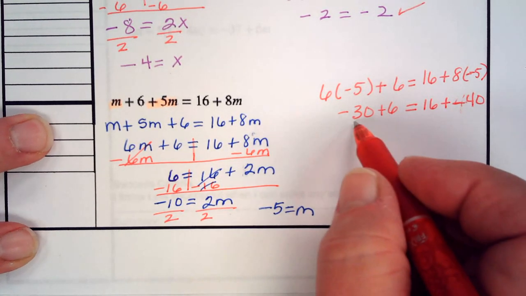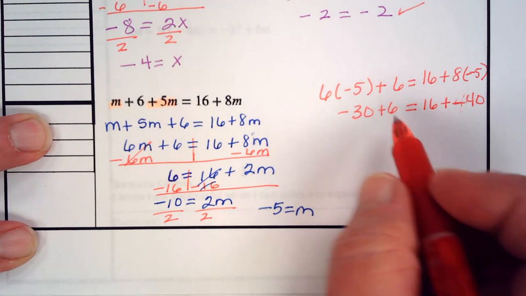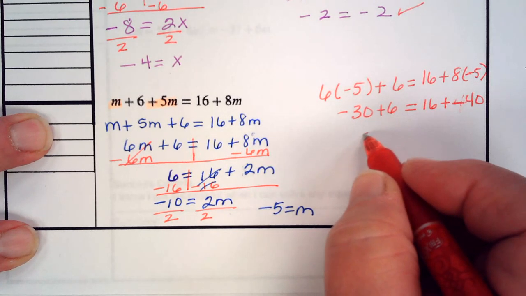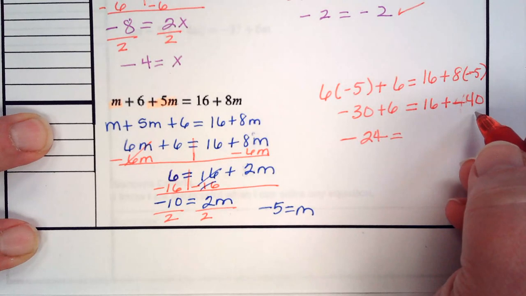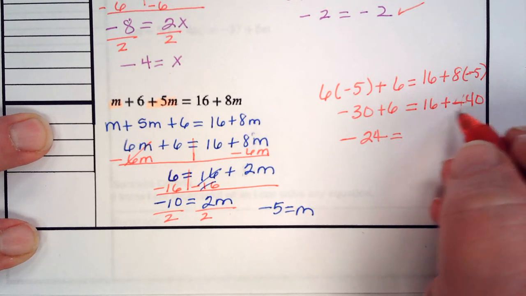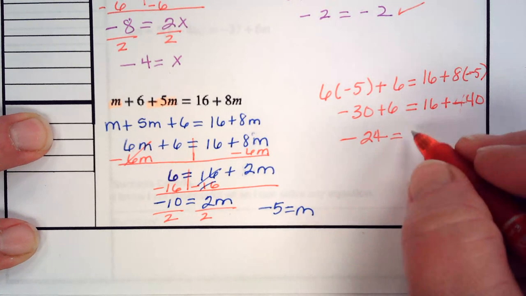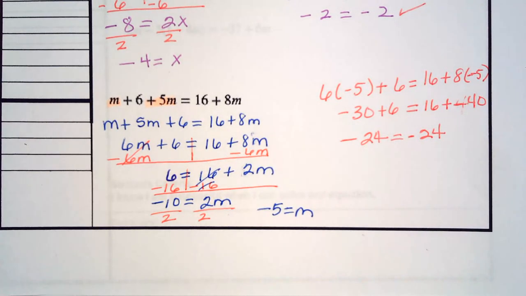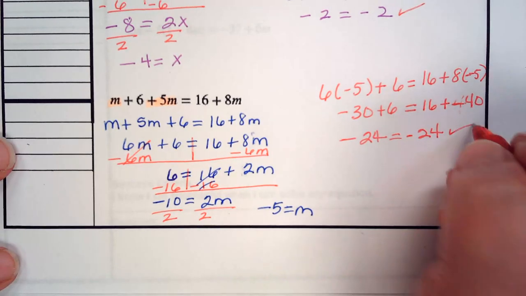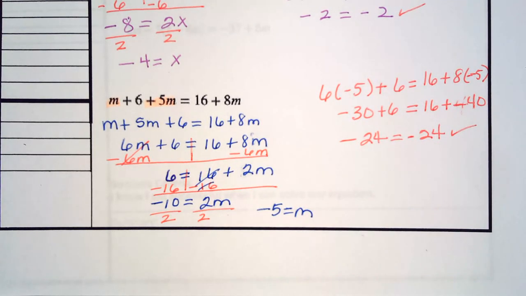Okay, 30 is negative, 6 is positive. Find the difference. 30 minus 6 is 24. Keep the negative sign. Opposite signs, or 40 minus 16 is also 24. Keep the sign of the larger one. We've checked it and it is correct.